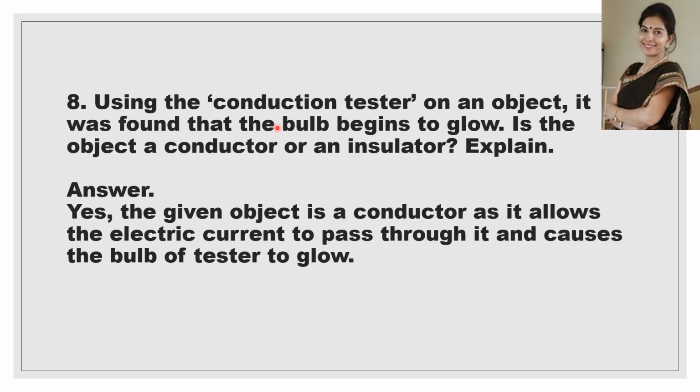Now using the conduction tester on an object, it was found that the bulb begins to glow. Is the object a conductor or an insulator? Explain. So if we are using the conduction tester and we found that the bulb starts glowing, that means yes, the given object is a conductor as it allows the electric current to pass through it and causes the bulb of the tester to glow.